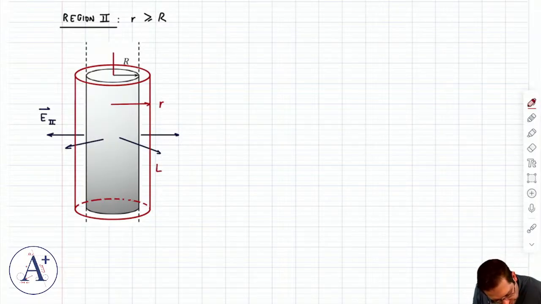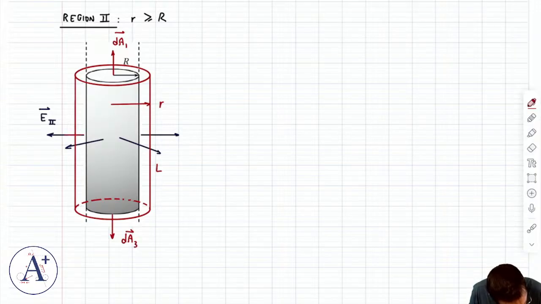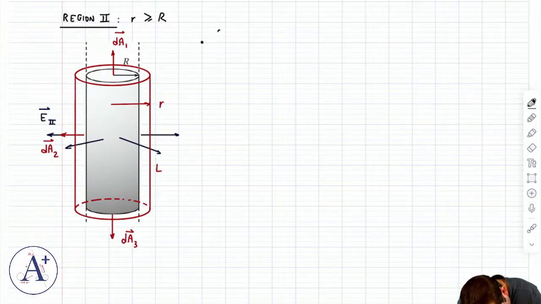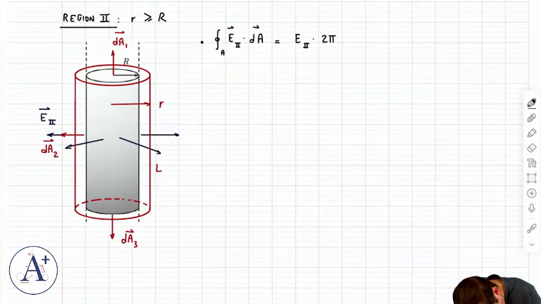And we would draw the same thing. Yeah, we would draw dA1, dA3. Both of those are going to be perpendicular to E2. And then the only one that's going to matter is dA2. It's going to be everywhere along E2, and E2 is constant on the surface of the cylinder, and so on and so forth. And so the flux of E2 through my closed cylinder is simply going to be equal to E2 times 2 pi rL.